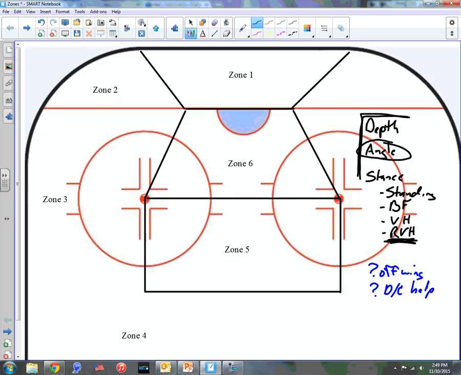Well, here's a puck at zone 2. So the question is, where would my stance be? Now, my personal thought is, why would we be in an RVH with one leg down in the net and one leg here, when really this player with the puck in zone 2 doesn't have any shooting angle. So I shouldn't be worried about a shot.